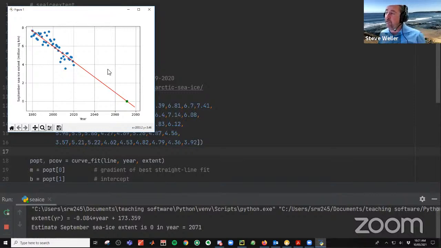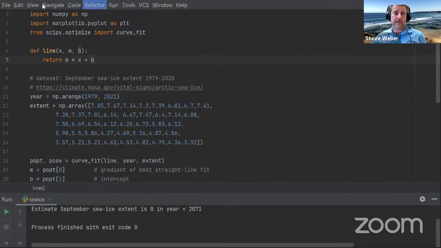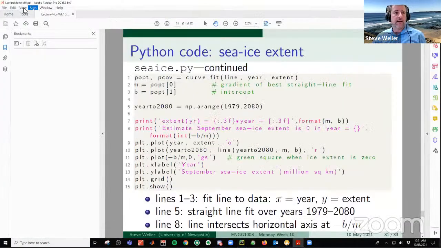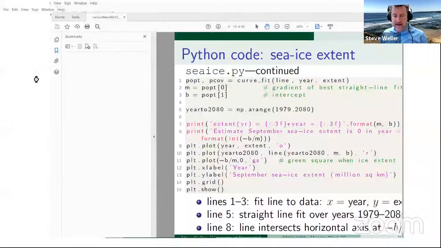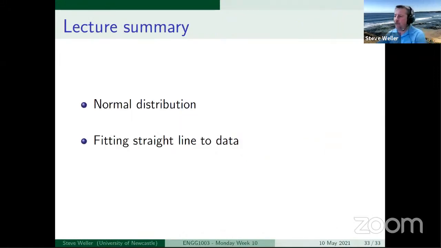What I do want you to be able to do, though, based on today's lecture, is to be given a collection of blue dots, use a call to the function curve_fit to generate a line of best fit, and then plot that line, overlay that line on the actual data set that was given to you. And we're just about done, because what follows in the lecture notes is really just a copy of the run that we saw then.